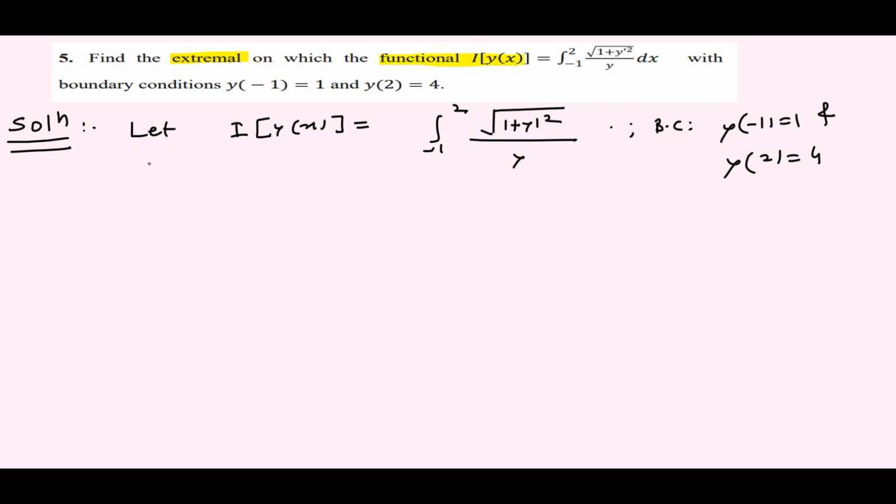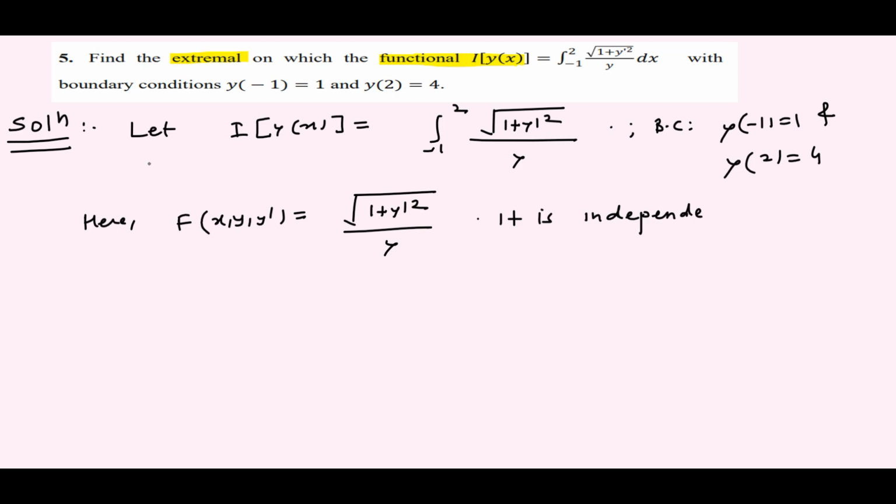So as you can see here, the given functional, that is f of x comma y dash is equal to square root of 1 plus y dash whole square over y. So you can see that it is independent of x. If it is independent of x, then we can say that del f over del x has to be 0.